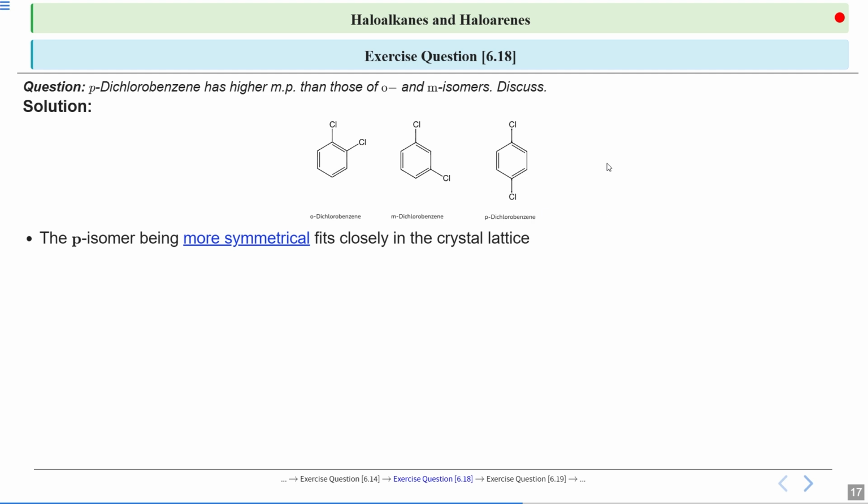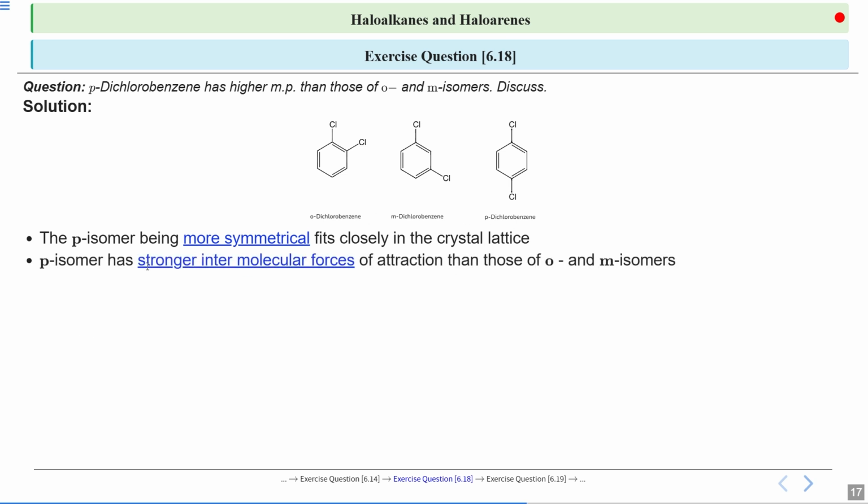So the para isomer, as you can see, is more symmetrical. It has more symmetry. It will fit closely in the crystal lattice of the molecule. The para isomer has stronger intermolecular forces of attraction than the ortho and meta isomers due to its symmetry. So during melting, when you melt the molecule, in the crystal lattice you have these para isomers.